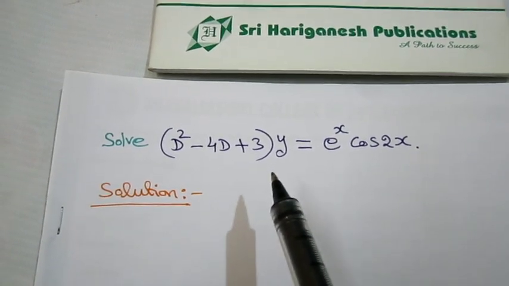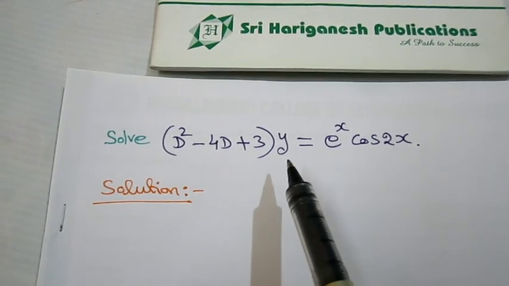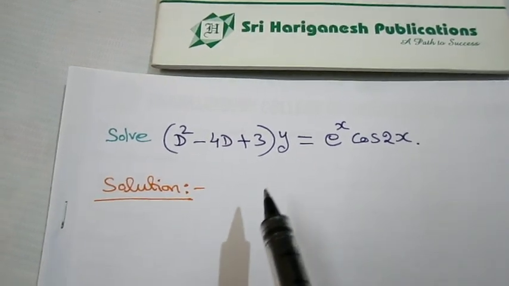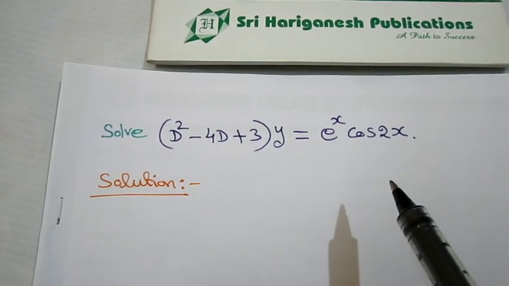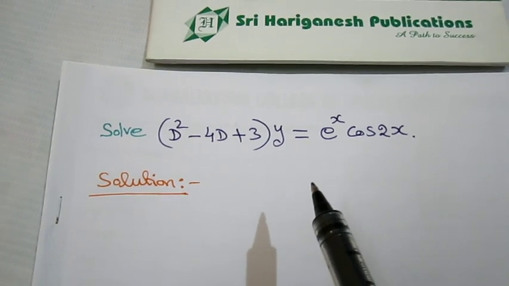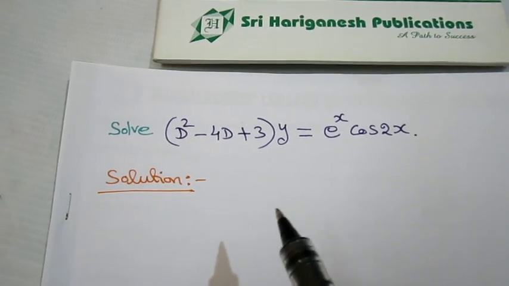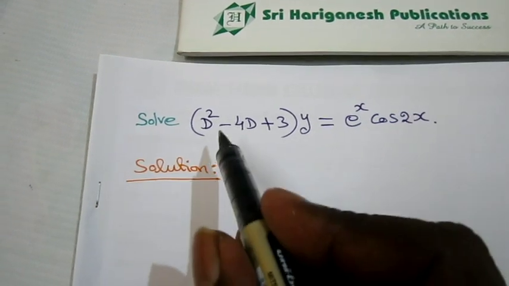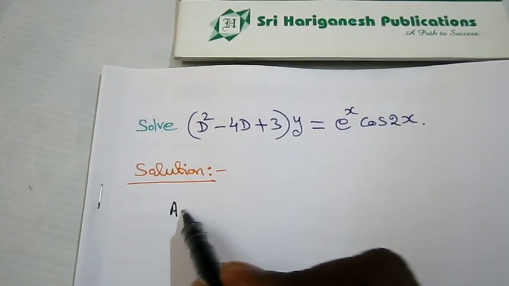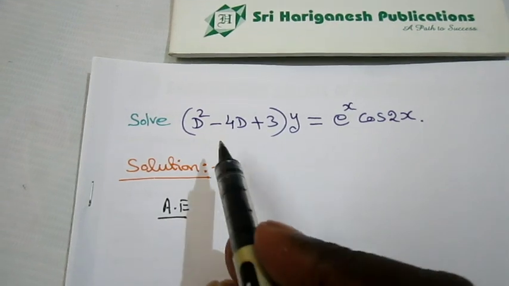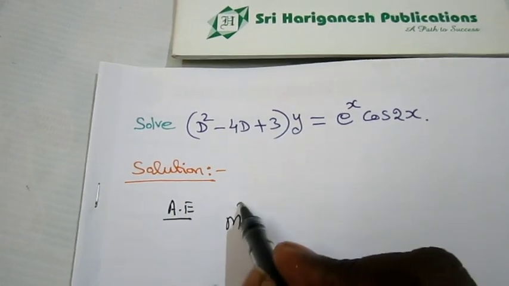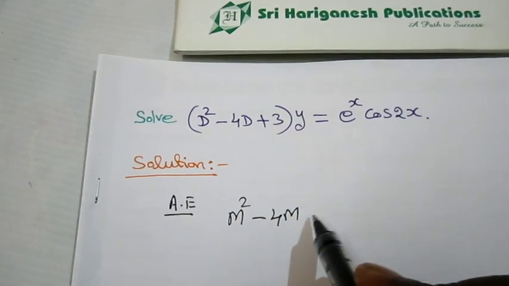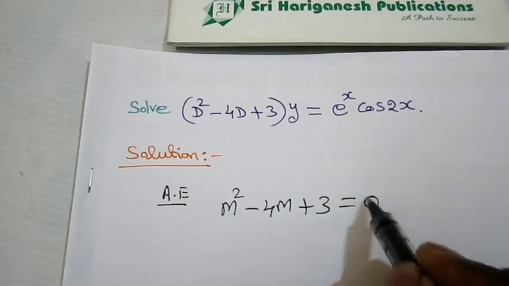Now the solution of this differential equation is y, which is the sum of the complementary function and the particular integral. So first I am going to find the complementary function. First I write the auxiliary equation from the given equation, replacing D by m. So m square minus 4m plus 3 equals 0.